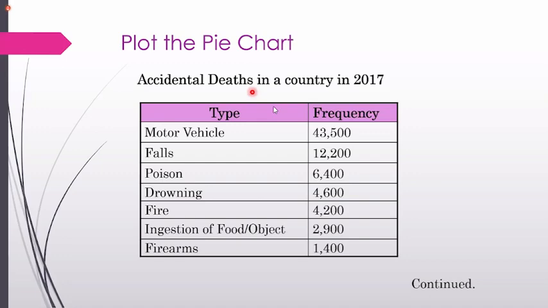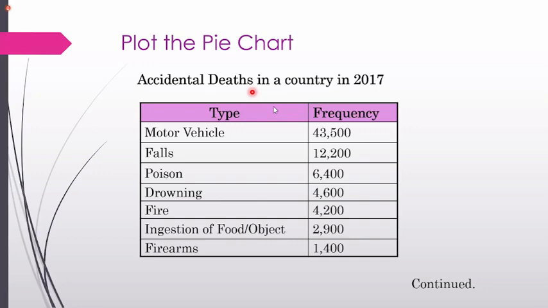What are the measurements taken for this variable? What are the measurements we take for the variable described? Motor vehicle, falls, poison. Very good. Motor vehicle, falls, poison, drowning, fire, ingestion of food object, firearms. These are the measurements we take.